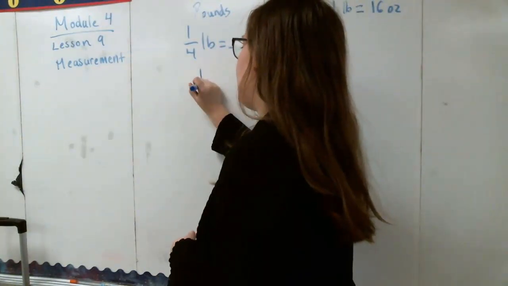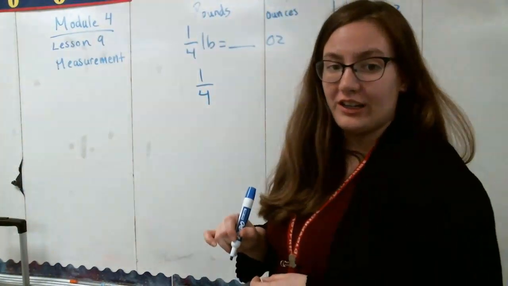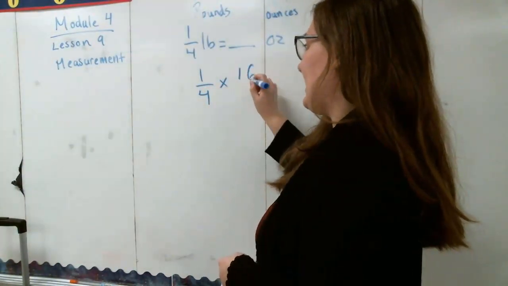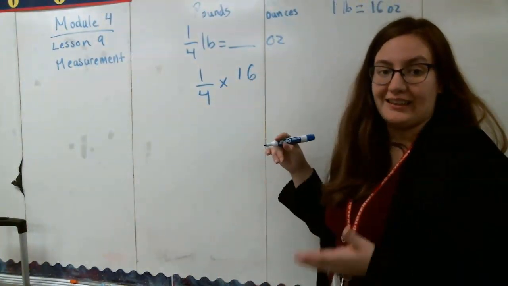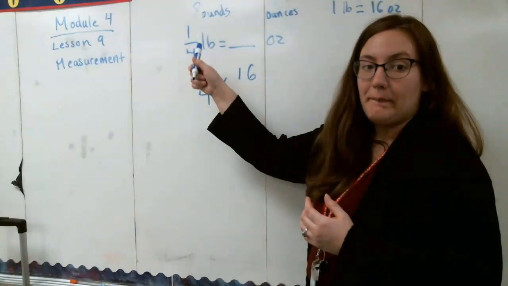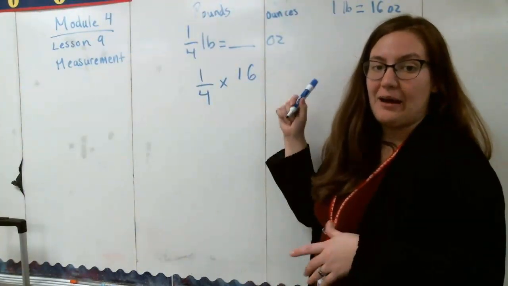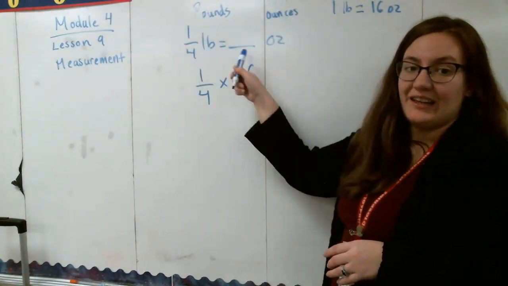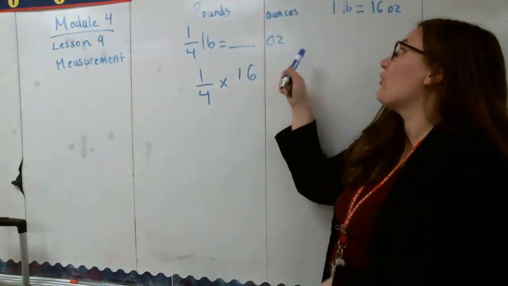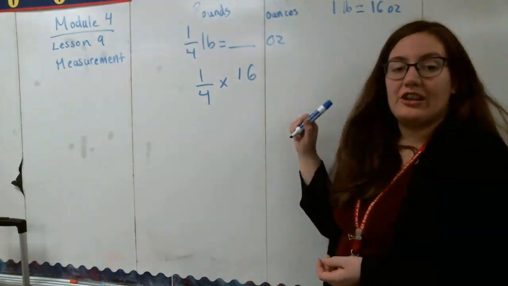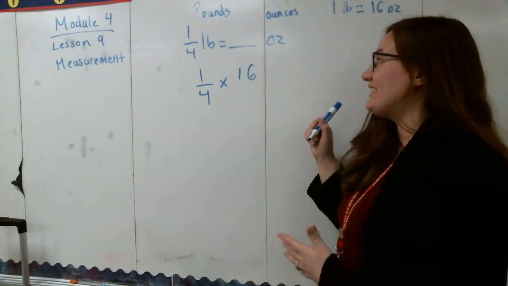And to do this, I'm going to do 1/4 times 16. And the reason why I'm multiplying this by 16 is that I need to convert from pounds to ounces. And I do that by understanding what one of these units is equal to and one of these units. So 1 pound is equal to 16 units, or 16 ounces. So that's why I'm multiplying this by 16.